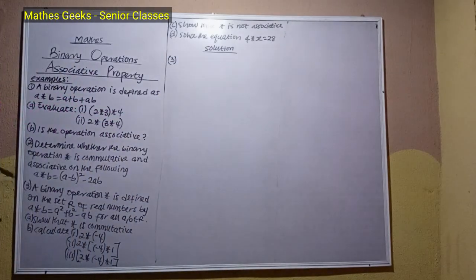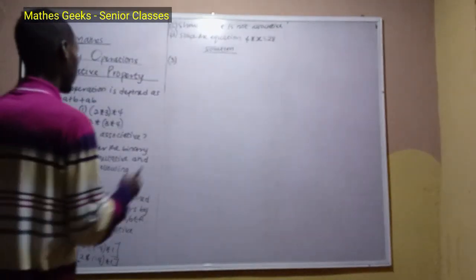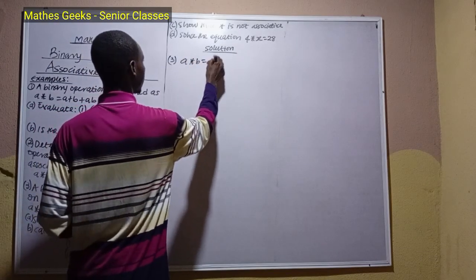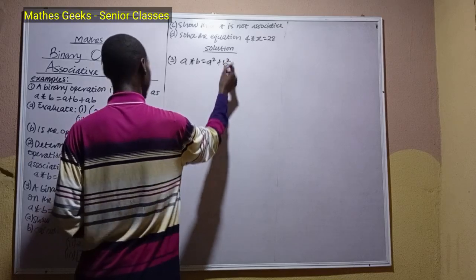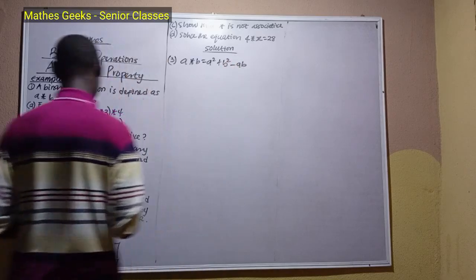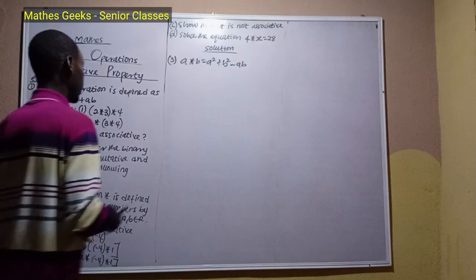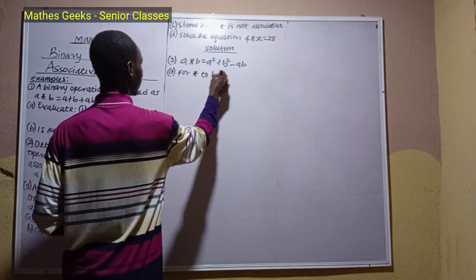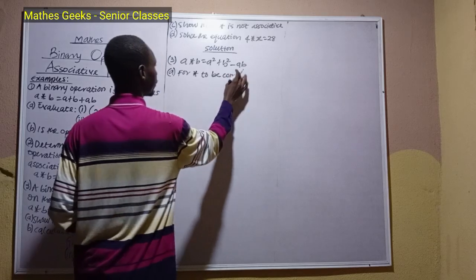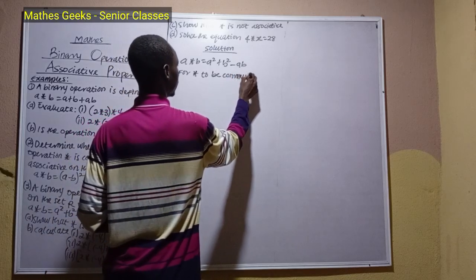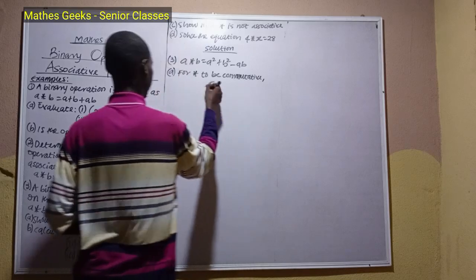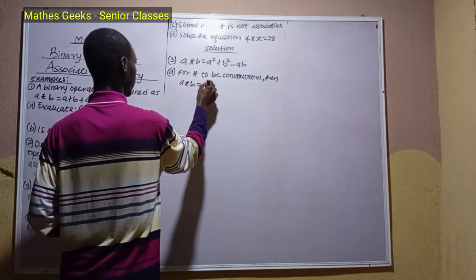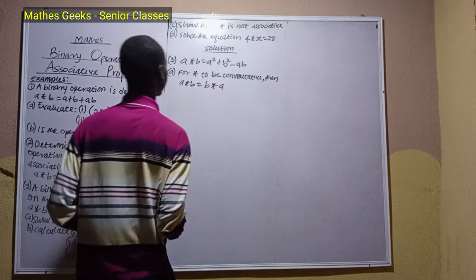A binary operation star is defined on a set R of numbers by a star b equals a squared plus b squared minus ab. To show that star is commutative, for star to be commutative, then a star b must equal b star a.